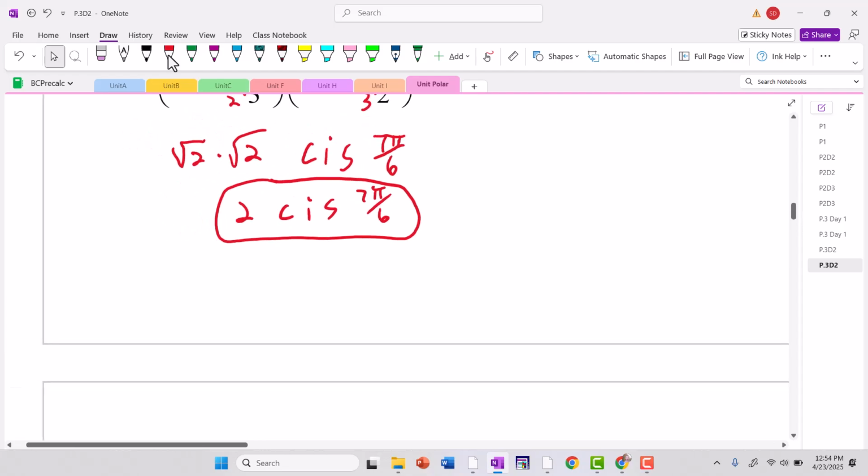Then the other one is, this is what I can do. 2 cosine. Hey, what's sine of a 30? What's sine of a 30? 1/2. So what's cosine of a 30? The other one. Root 3 over 2.